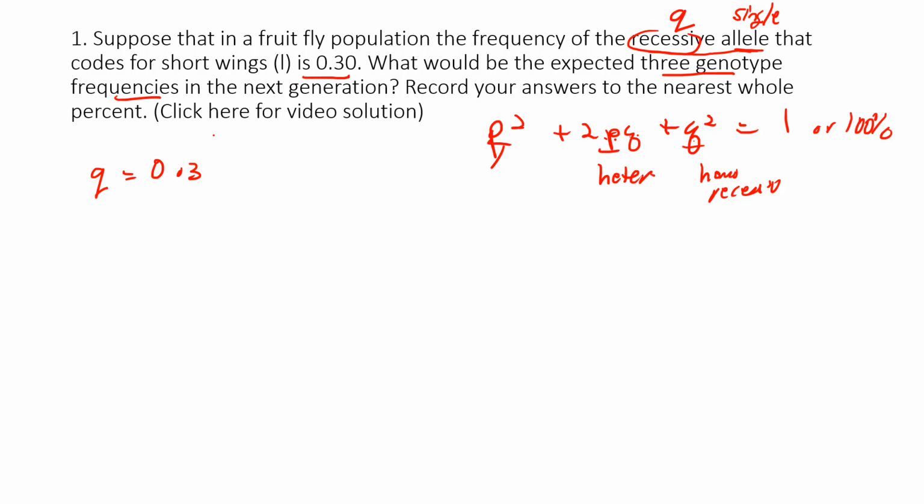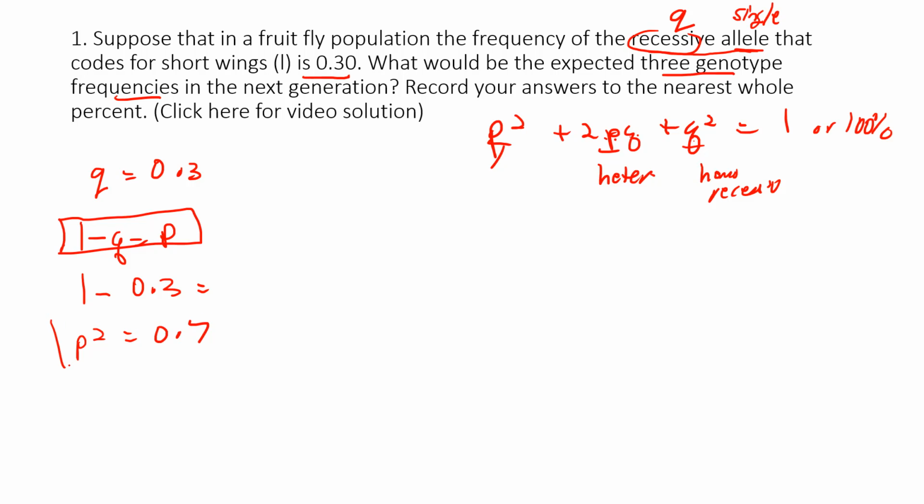Once we have Q, we can see that in this formula we also need to know what P is. In all these questions, when they give you either the P or the Q, we have to calculate the other value so we can insert it into our formula. We know that 1 minus Q gives us P. We've done that many times now, and you'll do it in every type of question. So 1 minus 0.3 equals 0.7 for P. Let's put a box around that, because it's the key information that allows us to insert this into the formula and find the 3 genotypes.